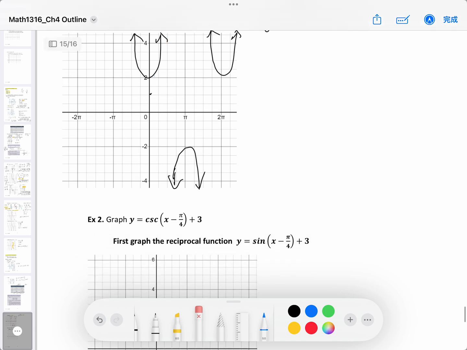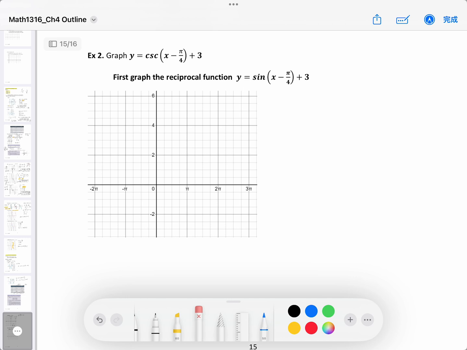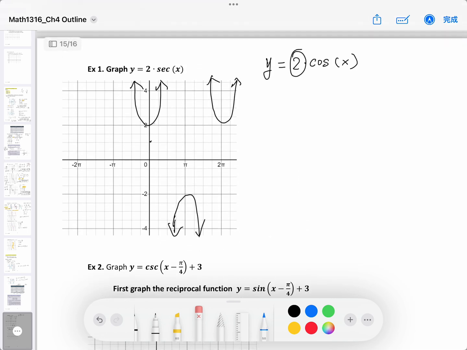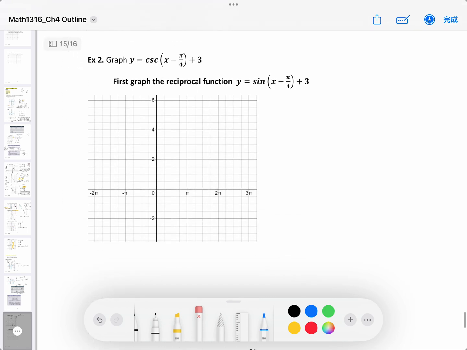All right, how about the next one? Example 2, graph the cosecant function. Here I give you the hint: we can graph the sine first, because the reciprocal of cosecant is sine. So let's graph sine of x minus pi over 4, plus 3 first. In the previous one, we just found the stretched cosine. Now we are finding the sine function. This one has more transformations, so we can use the table.